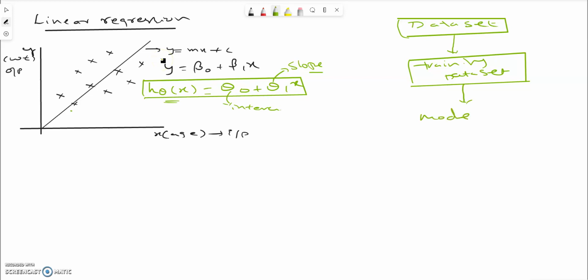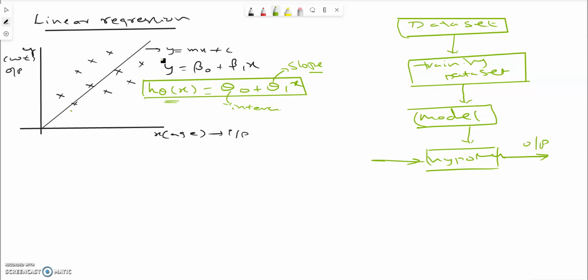So this is our model. Based on this model, we would like to have the hypothesis. This hypothesis will be giving the values of output by putting some values into the input. Here the input is age. By giving the values of age, we can predict the values of weight. So this is the regression problem.